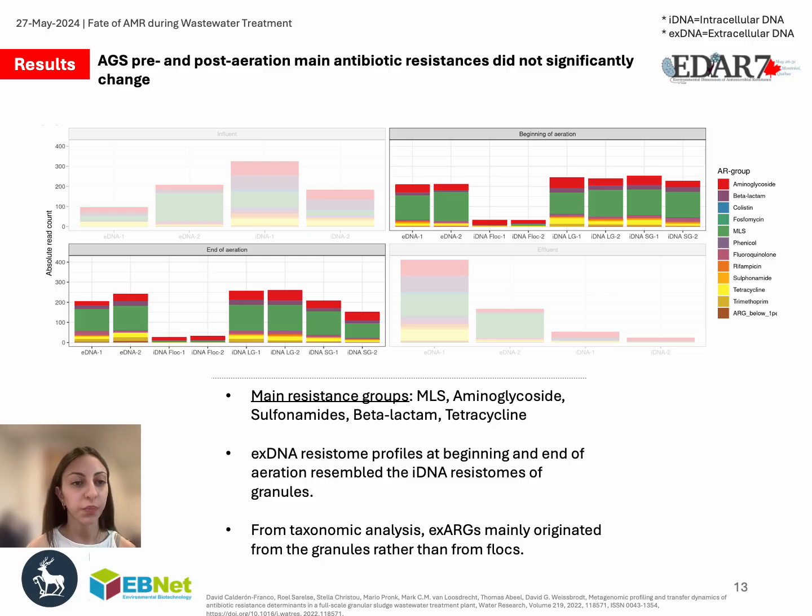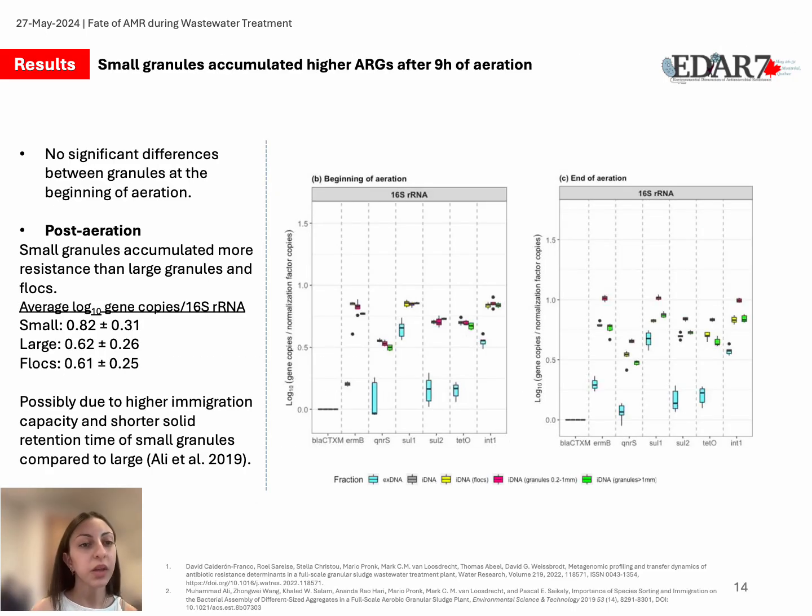From the qPCR, it was shown that there were no significant differences between granules at the beginning of aeration, but post-aeration, small granules accumulated more resistance than large granules and flocs, and this is possibly due to higher immigration capacity and shorter solid retention time of small granules compared to the large ones.